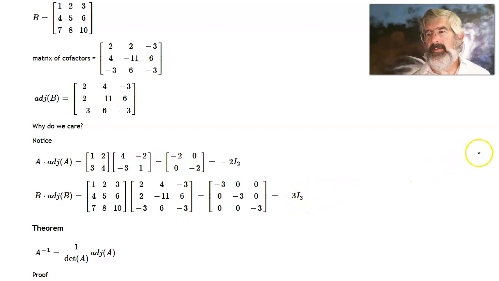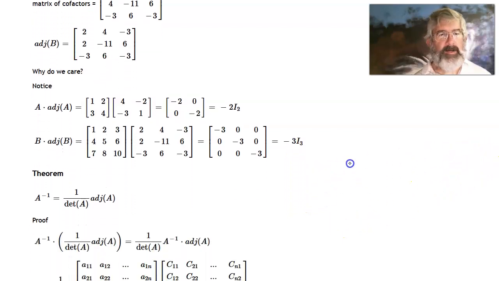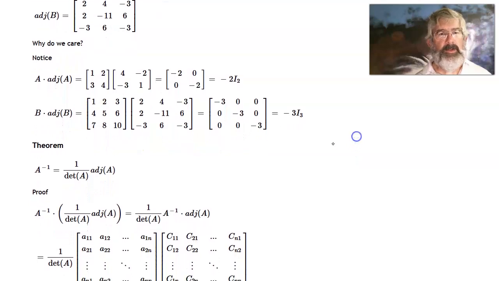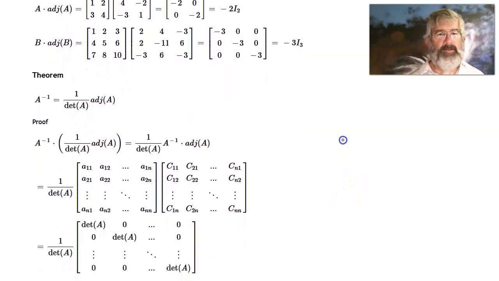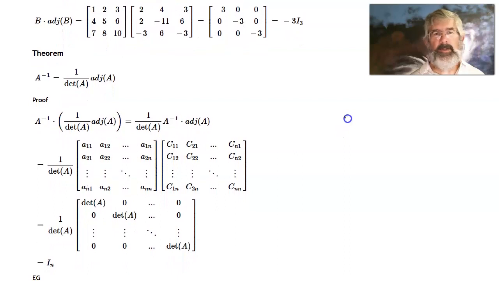And this, indeed, is a theorem: if I have any square matrix whose determinant is not 0, then the inverse of that matrix is 1 over the determinant times the adjoint. Now, to prove this is just a bit of following things through, but how do I prove that the inverse of A is given by that?